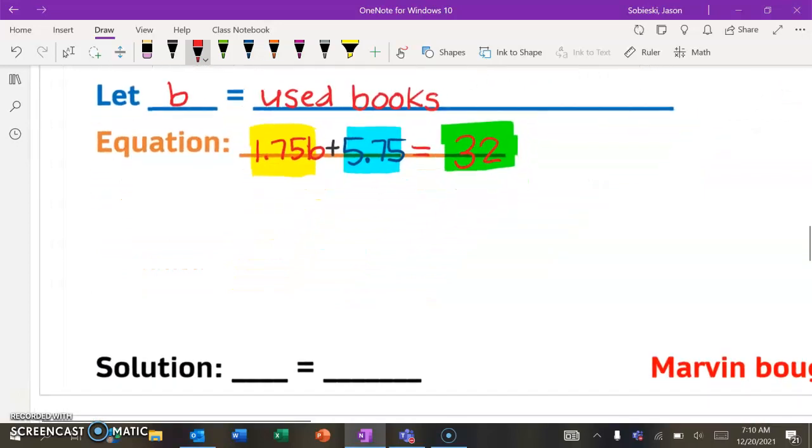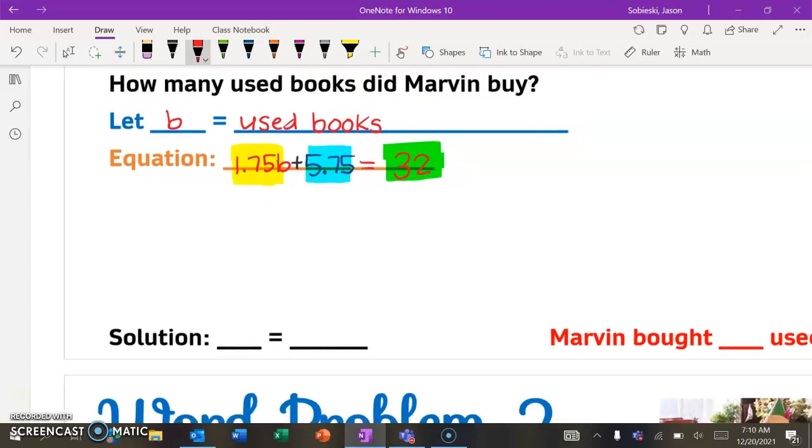For this one, we aren't going to actually go through and solve it, but you would, of course, need to subtract away the blue first and then divide by 1.75. So you could definitely pause the video if you want to try that, but here we're just going to focus on writing the equations.